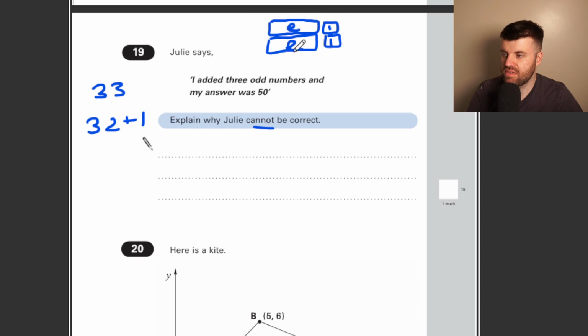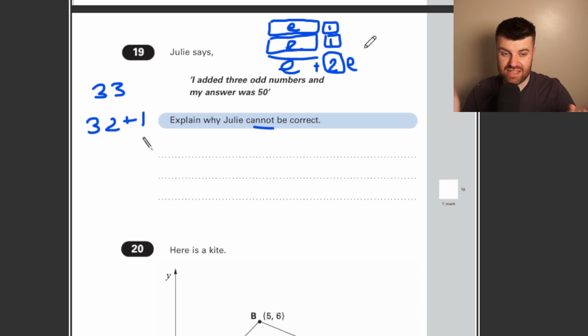Well, 2 even numbers, they always add up to be an even number, plus 2, which, by the way, is an even number. So that means when you add up any 2 odd numbers, the answer is always even. So what happens if you add up 3 odd numbers? Well, we know 2 odd numbers is always going to be even.